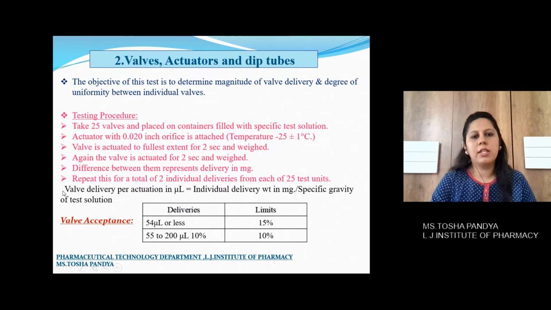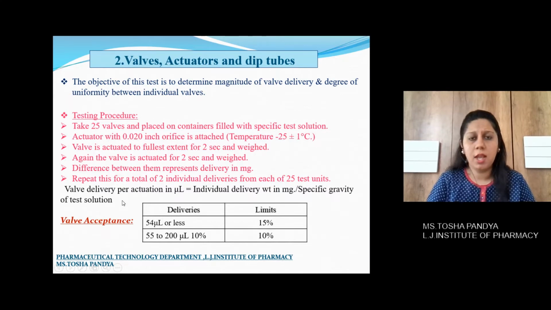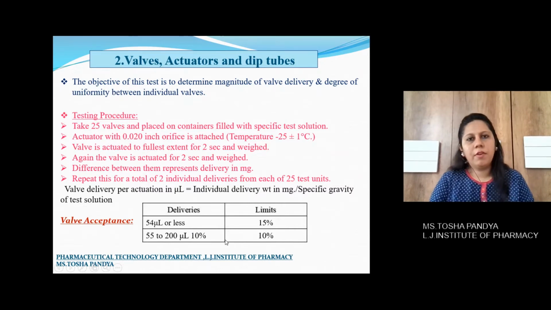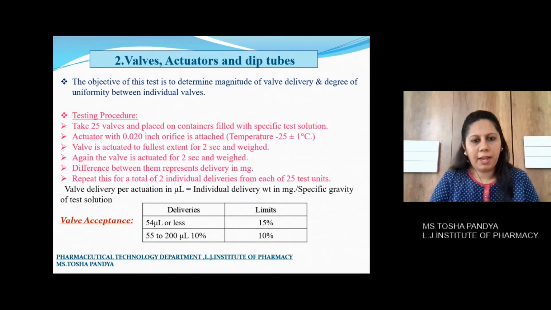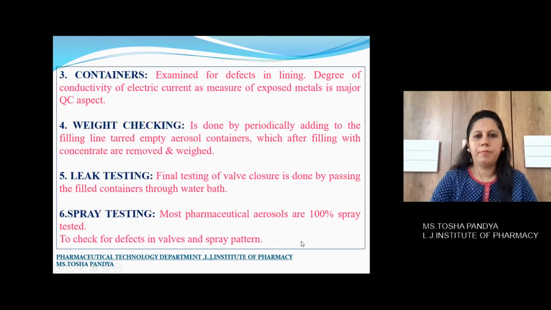Okay, so you can see the valve delivery per actuation in microliter is the individual delivery weight in mg divided by the specific gravity of the test solution which we have used. Now you have the limit of valve acceptance for different delivery solutions. So if the solution volume is 54 microliter or less, then you have the limit of 15%, and if it is 55 to 200 microliter, the limit is 10%.